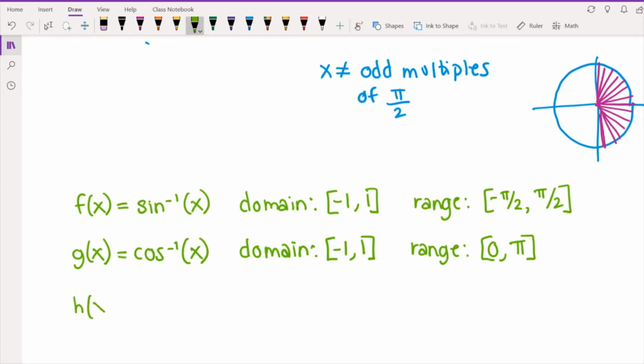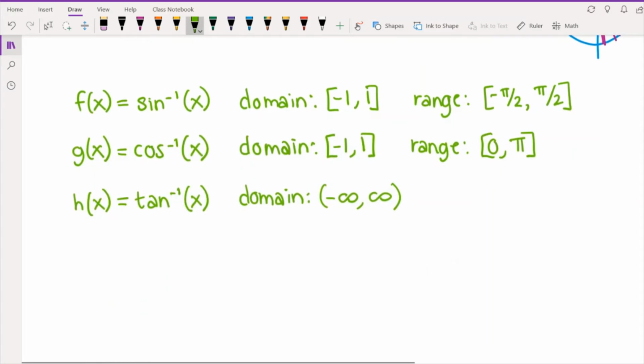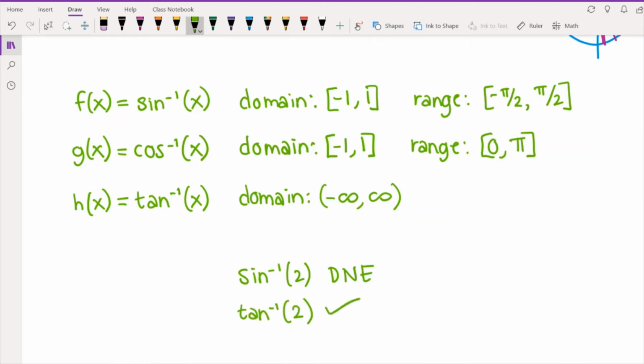And then finally for inverse tangent, because regular tangent has a range of all real numbers, inverse tangent has a domain of all real numbers, right? Earlier I said inverse sine of 2 does not exist, right? Because it's not possible to find an angle such that sine of that angle is 2. However, inverse tangent of 2, that does exist. I don't know what it is.